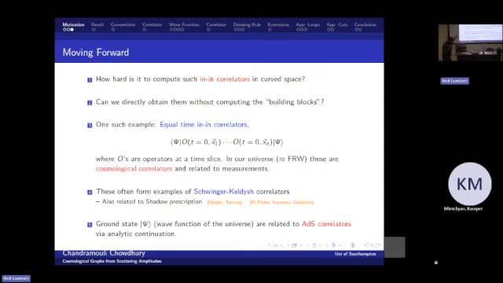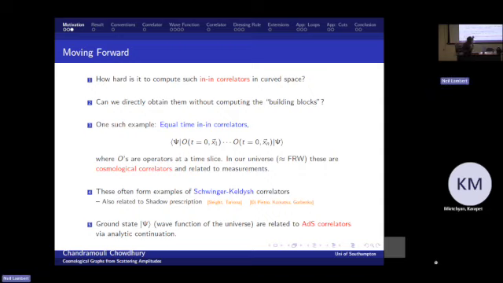But even if you were not interested in cosmology at all, you might just be a person who's interested in doing out-of-time-ordered correlation functions in condensed matter physics. And then you would encounter something called Schwinger-Keldysh path integrals, which also have a very rich history and are related to these things.